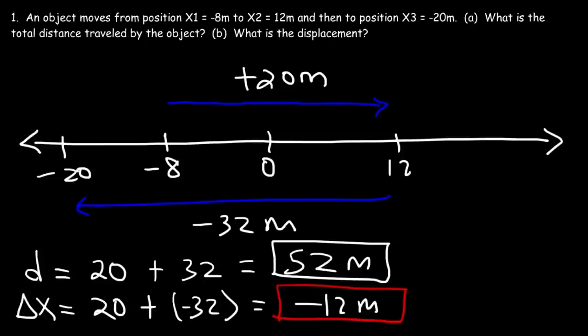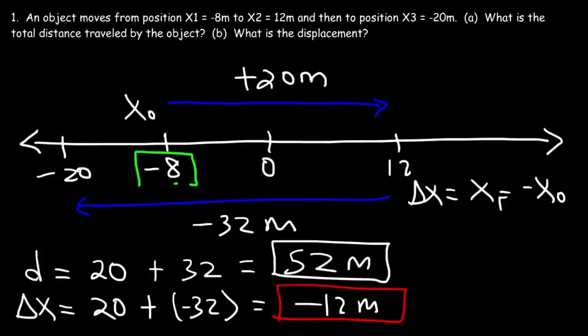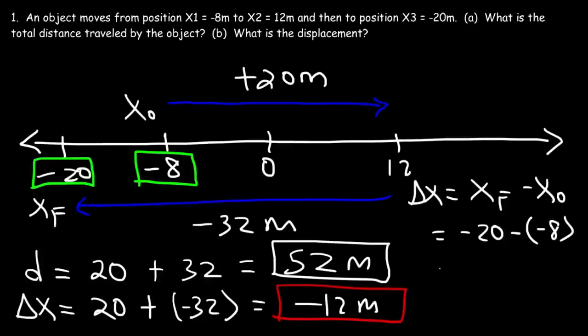Now, you can also find the displacement using this formula. The initial position for the entire trip starts at negative 8. The final position for the entire trip ends at negative 20. So this can give us the net displacement for everything rather than just breaking it up into two parts. So the final position is negative 20 minus the initial position of negative 8. So this is negative 20 plus 8, which turns out to be negative 12. So there are many different ways that you can employ to calculate the net displacement of the object.